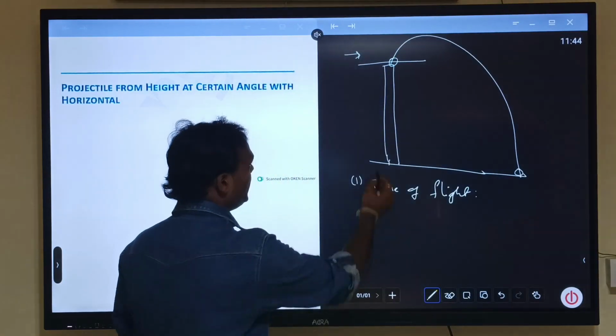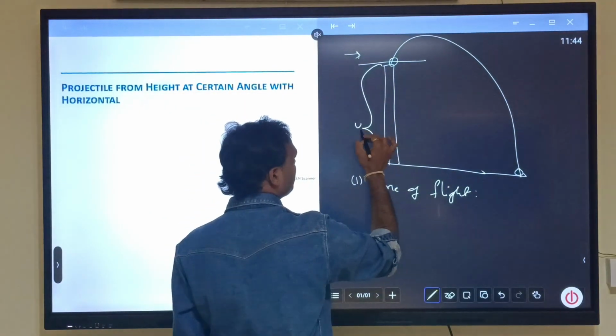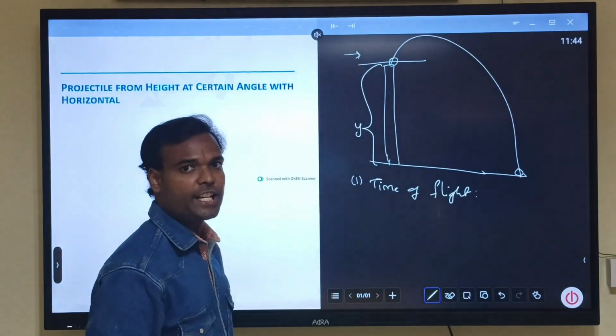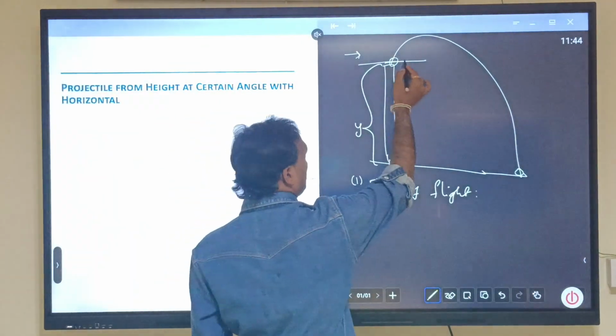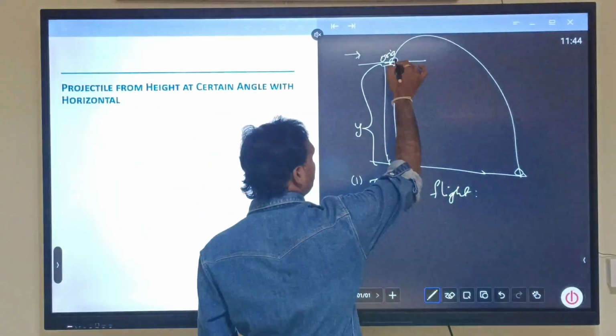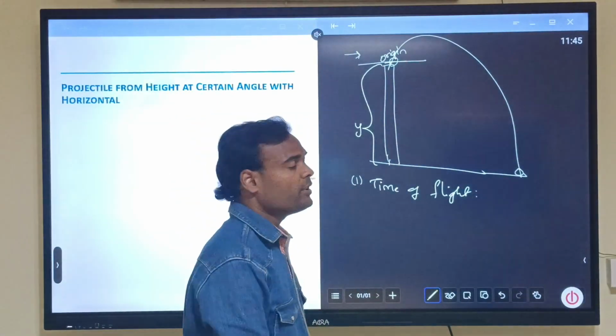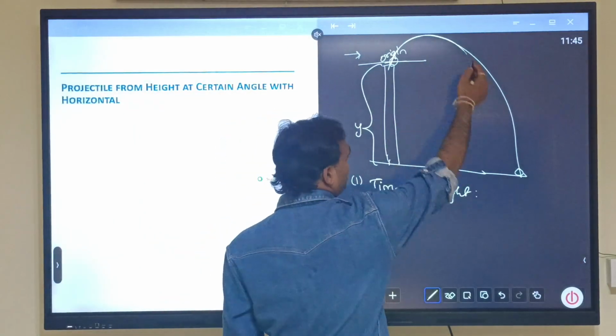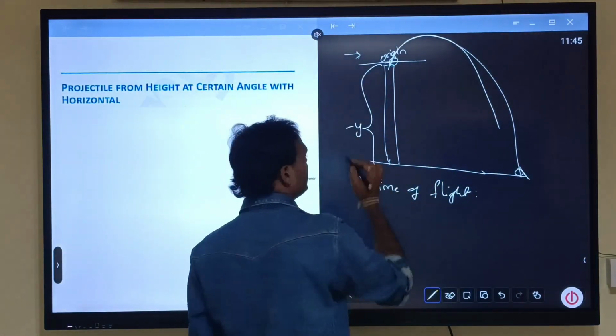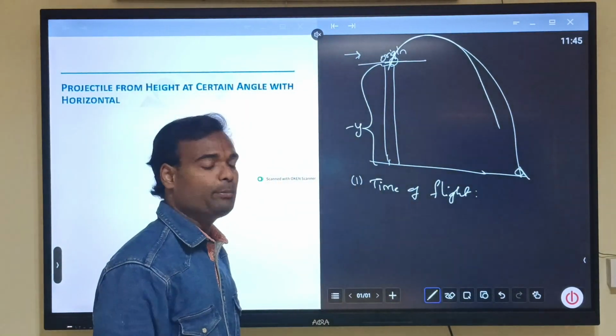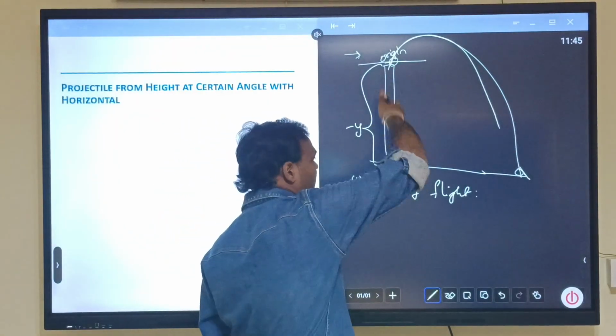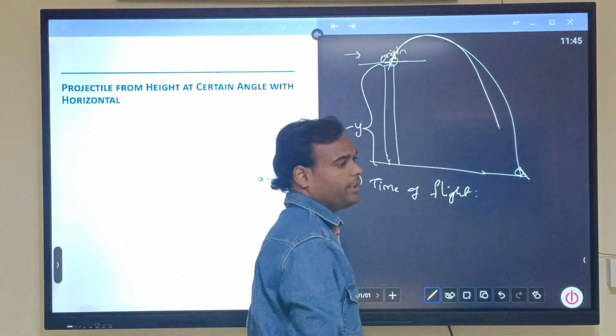Again, let us assume this is y in the downward direction. Obviously, the origin is the point from where the object starts its journey. From the origin, the object is falling in the downward direction, which means the displacement will be negative on the y-axis: minus y.